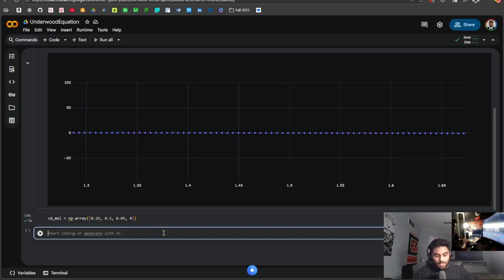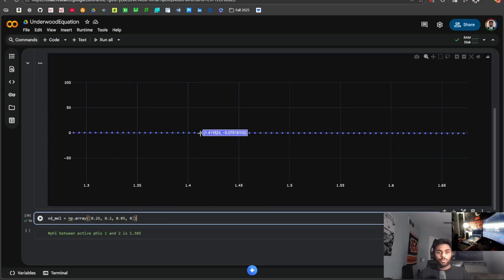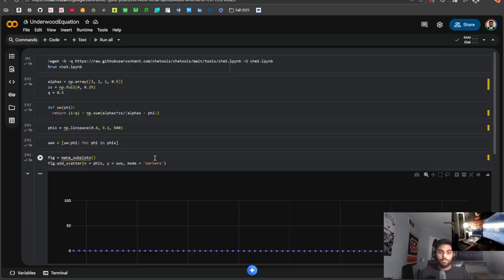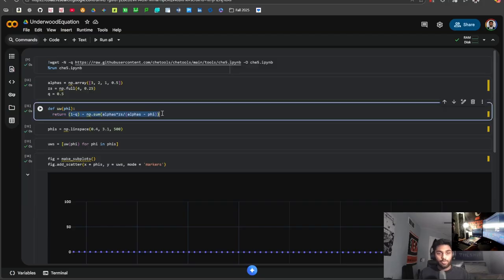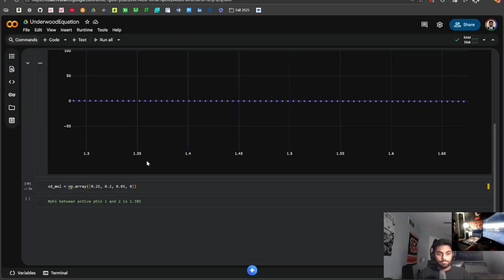So I'm going to say that, maybe I'll make a note. So my phi between active phi's 1 and 2 is 1.385. So we found a solution for one of the phi values that gives us a 0 when we do this zeroing out of our Underwood equation.